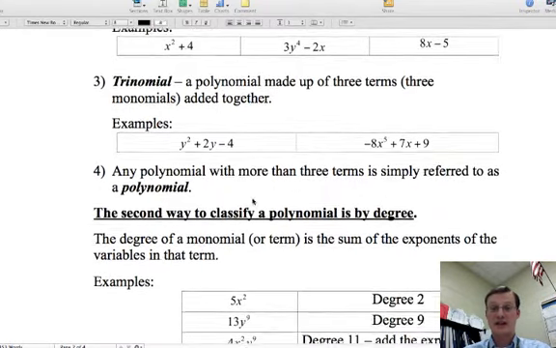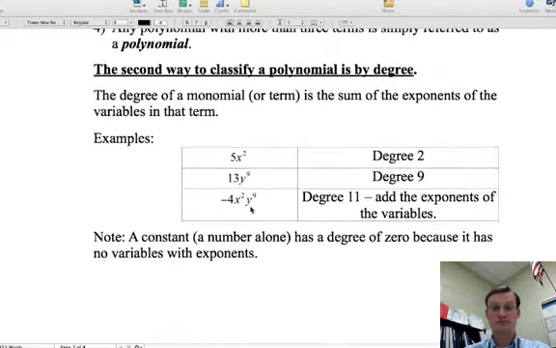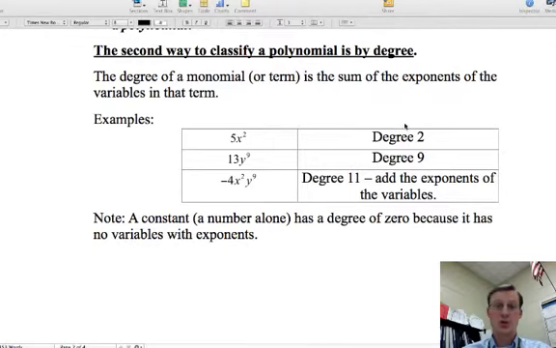Now the other way to classify is by degree. So we're going to take one monomial and we're going to add up all of the different exponents. Here we have degree 2, degree 9. Notice we have a different variable, but it doesn't matter. And here we have two different variables. What happens if we have different variables? Well, you're going to take the sum of all the different exponents on those variables. So this would be degree 11.